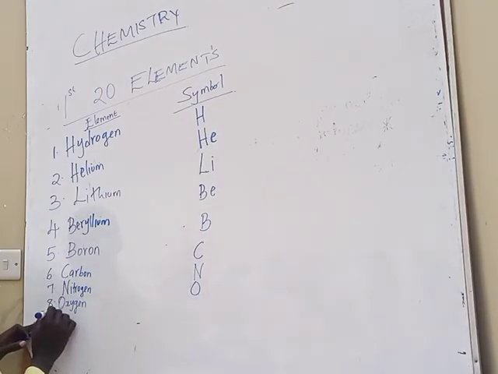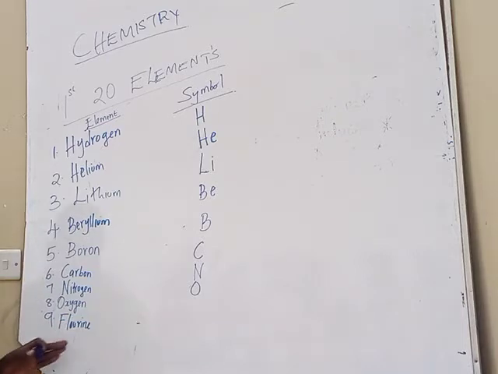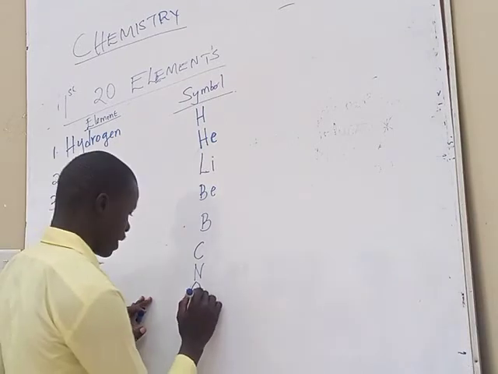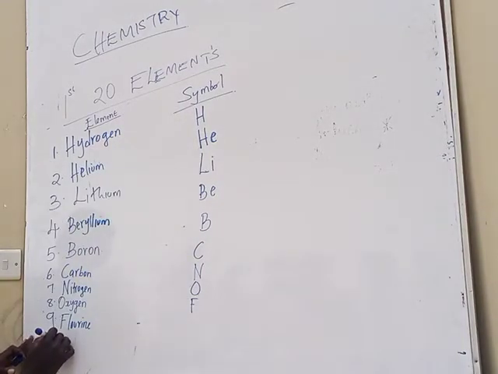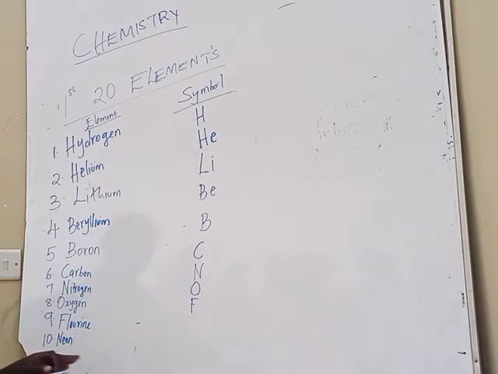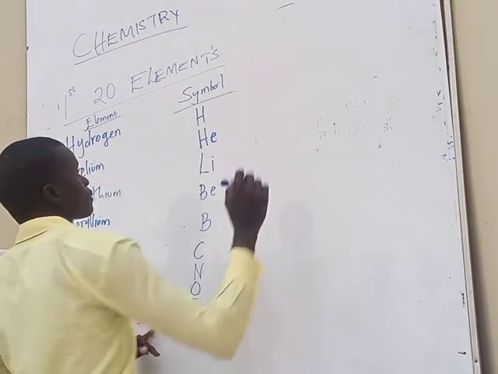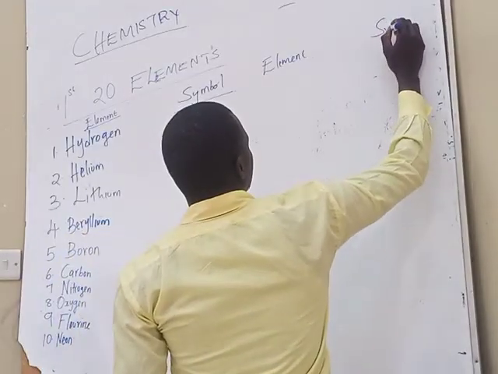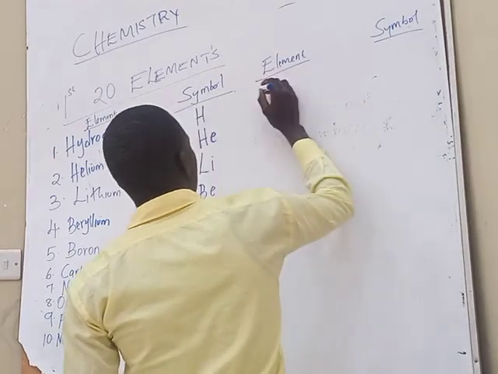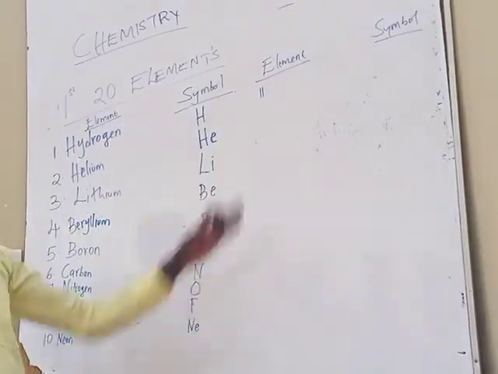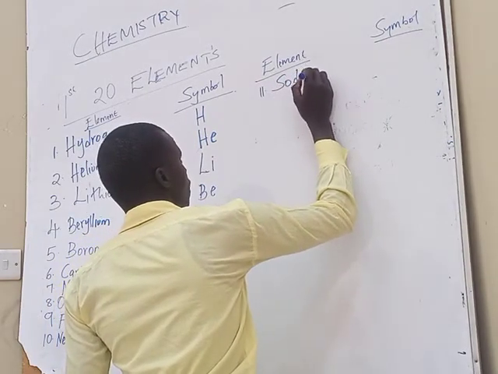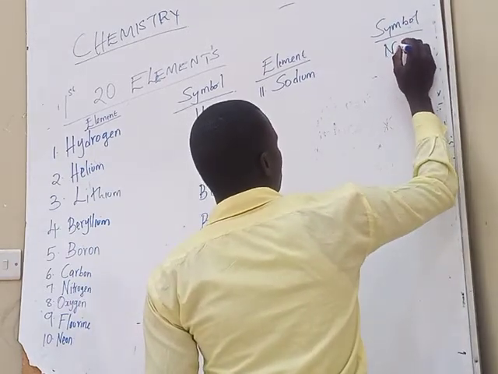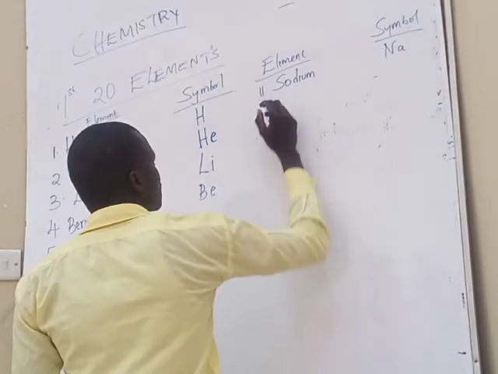Number 9, we have fluorine. The symbol is F. Then number 10, we have neon. The symbol is Ne. Number 11, we have sodium. The symbol is Na.